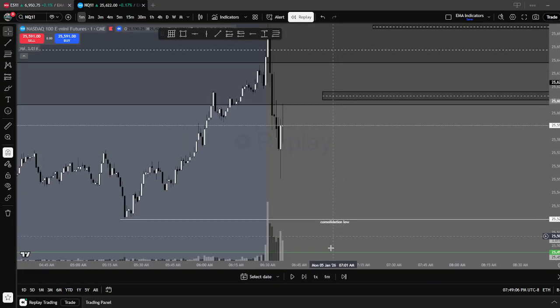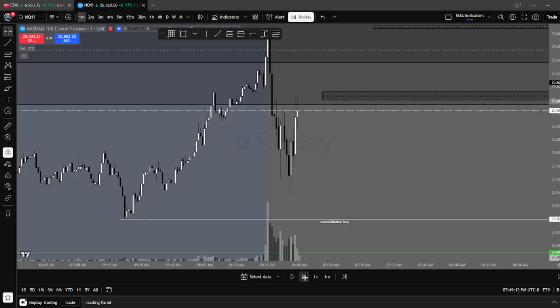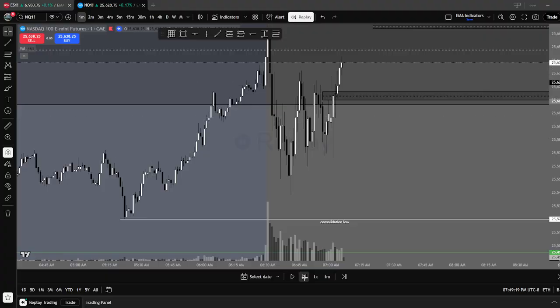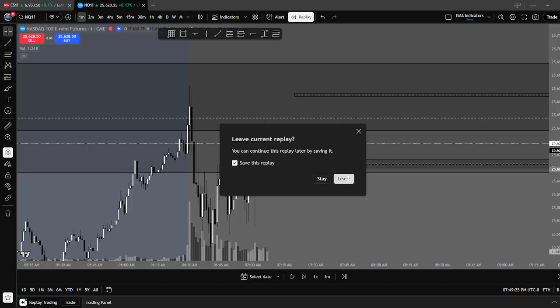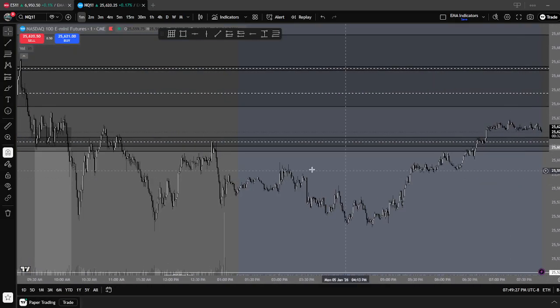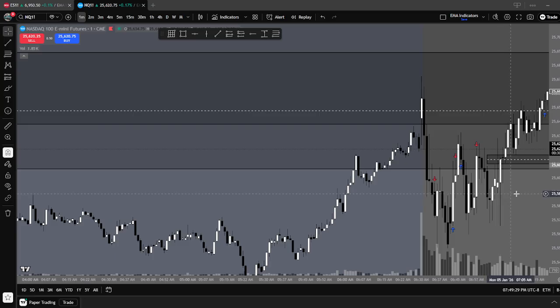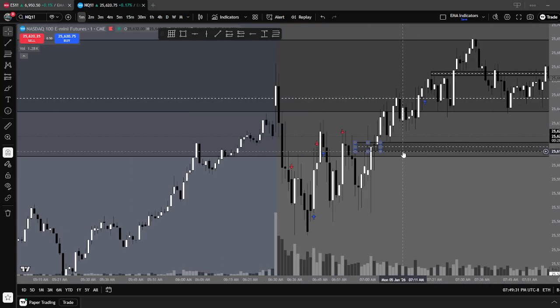So we saw the manipulation, which was originally a move to the downside, and then it immediately started making a rip up. Actually, no, let's just go over this not in bar replay, because that's just some dilly-dallying, bro.